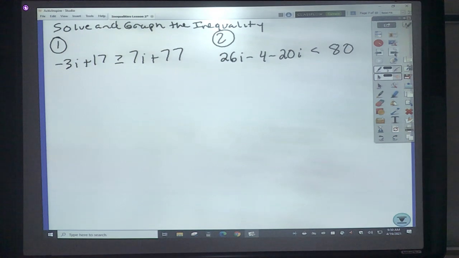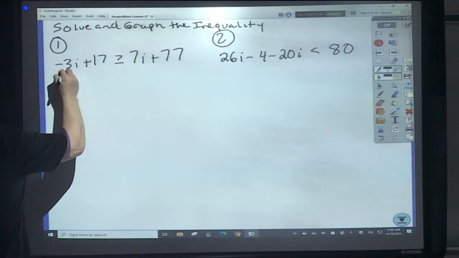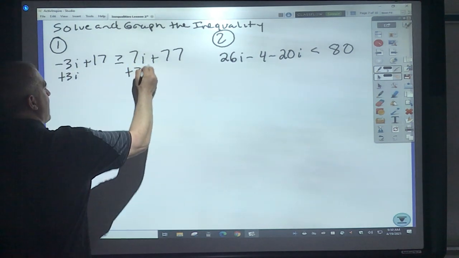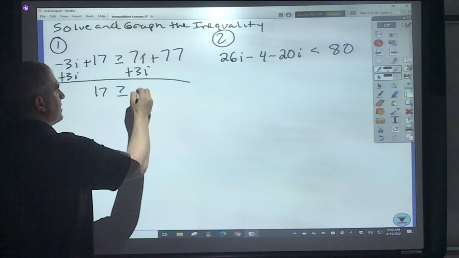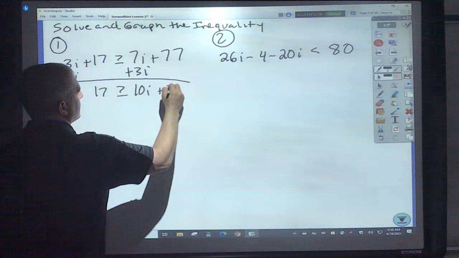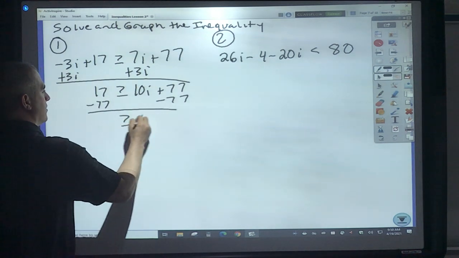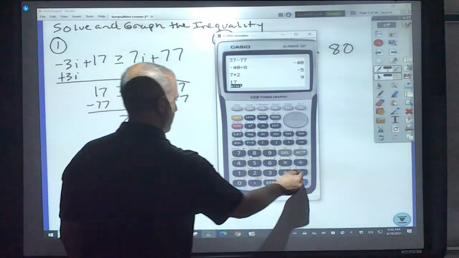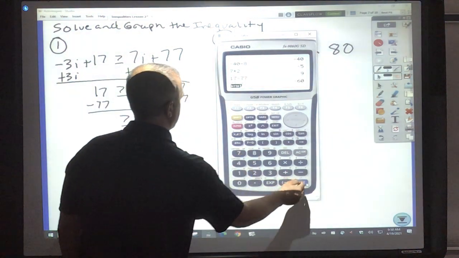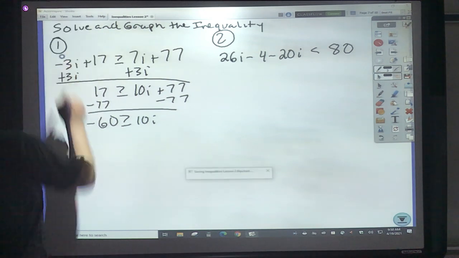Okay? First two here. I got opposite sides, so I would have to add opposites. All right, so that's going to be 17. 7 plus 3 would be 10i plus 77. And I would subtract 77. Okay, 17 minus 77 is negative 60.